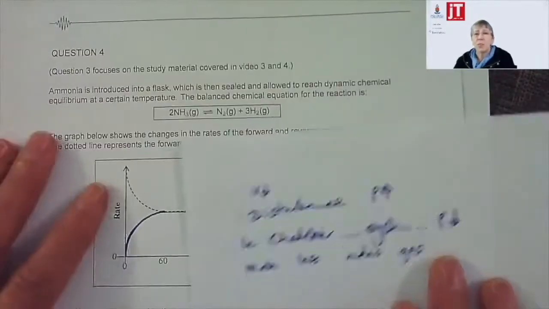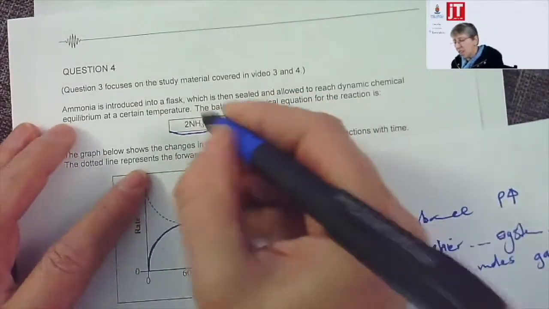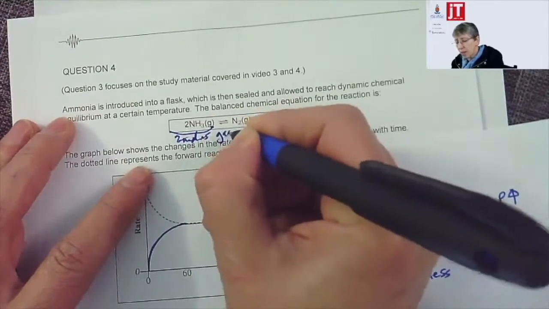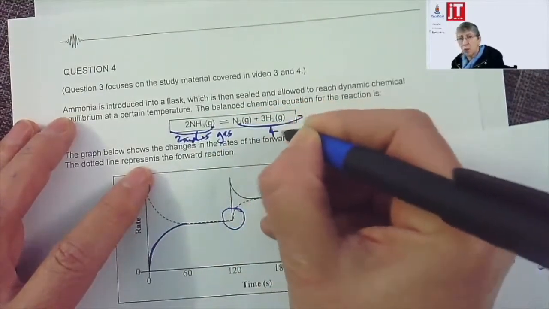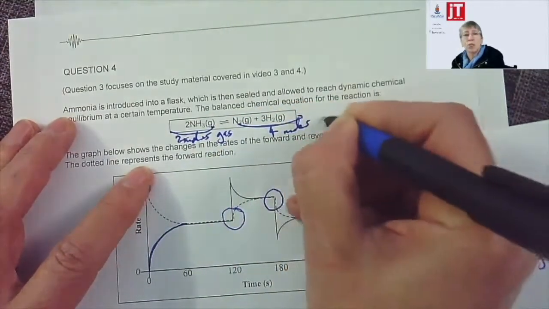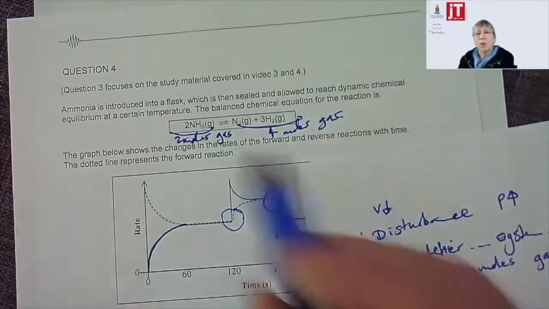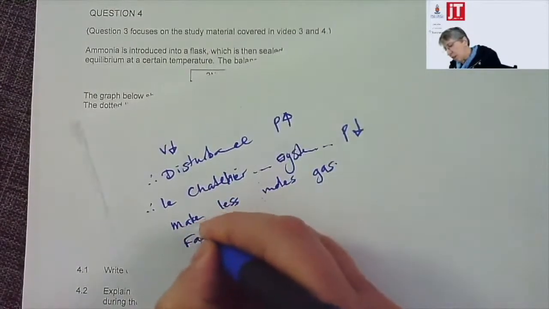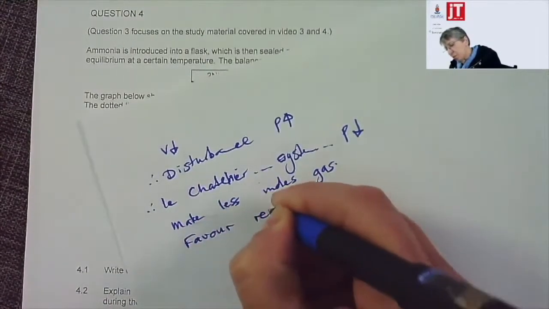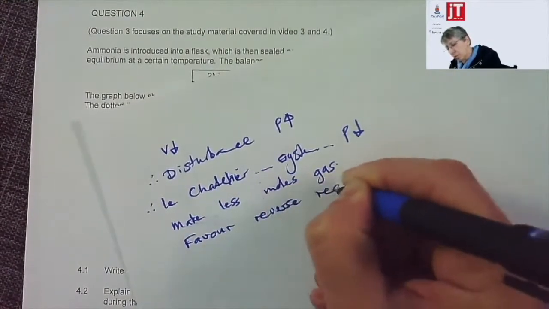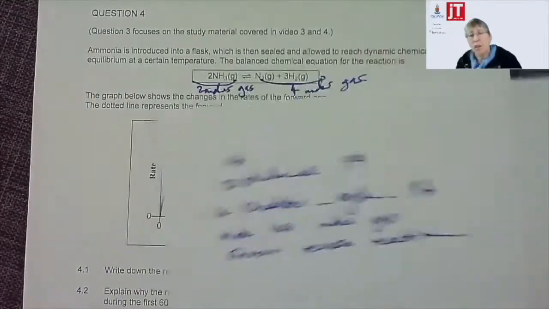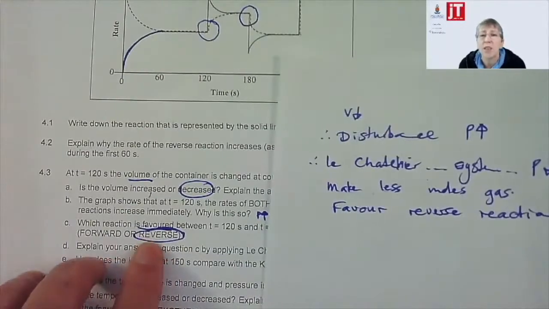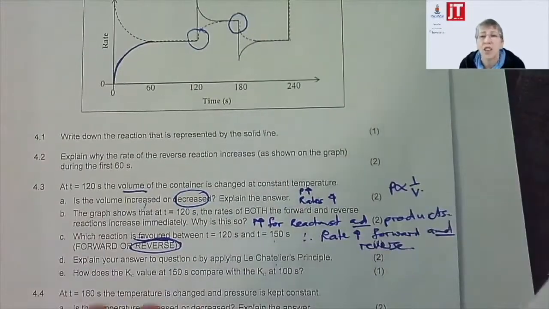And if I go back to my equation, on this side, I've got 2 moles of gas. And on that side, I've got 4 moles of gas. Right, so if I want to make fewer moles of gas, I have to favor the reverse reaction. And that was what I had to explain. I had to explain why the reverse reaction is favored.